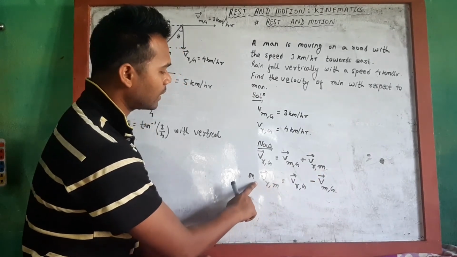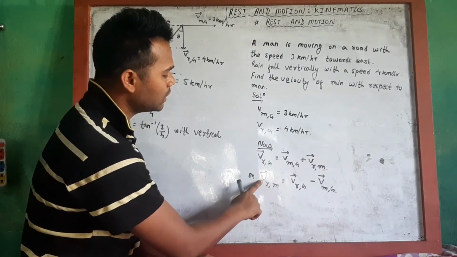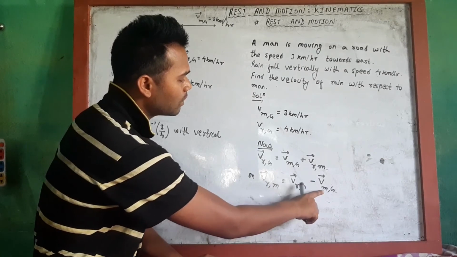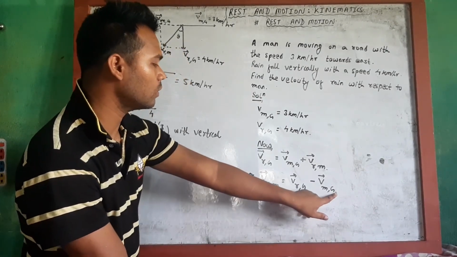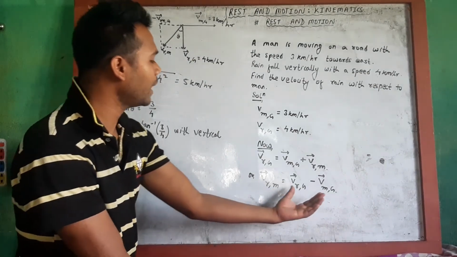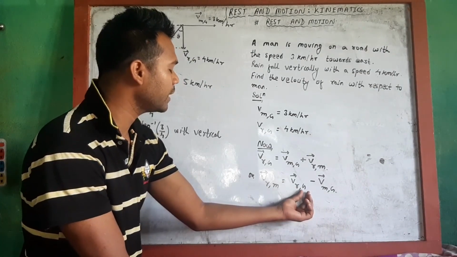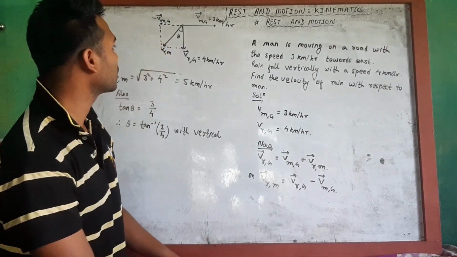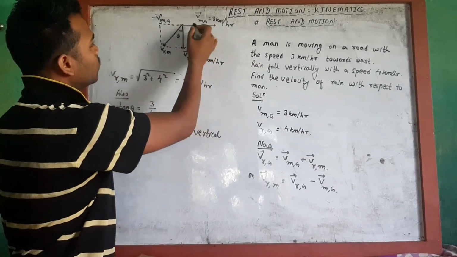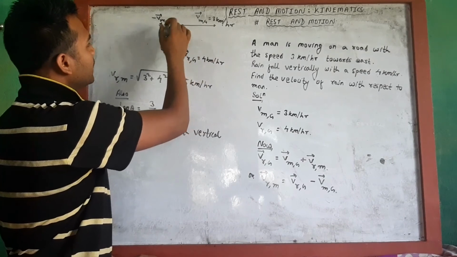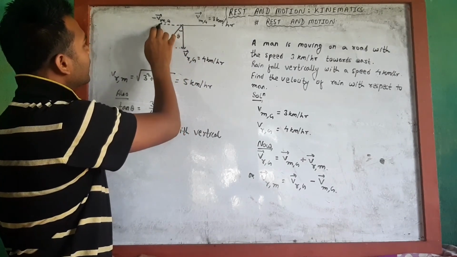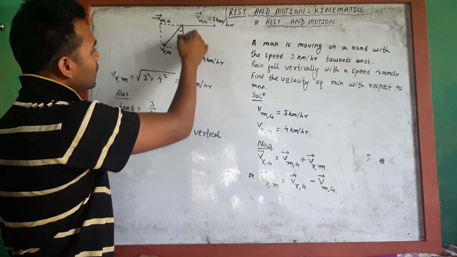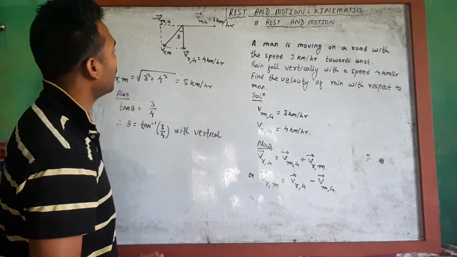Or in another way, we can write velocity of the rain with respect to man is equal to velocity of the rain with respect to ground minus velocity of the man with respect to ground. That's why here we have to subtract the velocity of the man with respect to ground from the velocity of the rain with respect to ground. Here is the figure. This shows the velocity of the man with respect to ground, and negative of it is the velocity of man with respect to ground in the west direction. This one is the east direction and this one is the west direction, and the velocity of the rain is vertically downward, 4 km per hour.